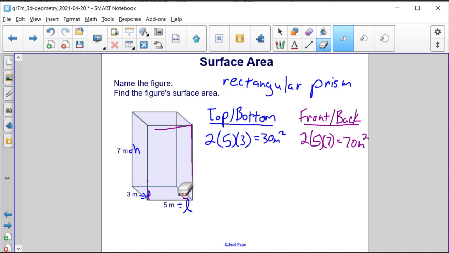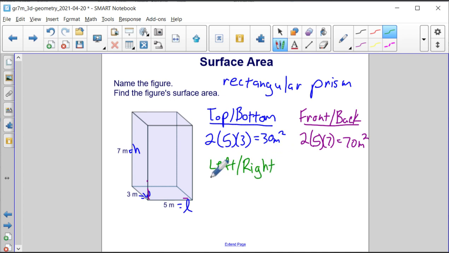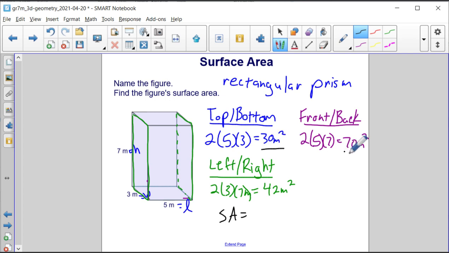And now let's look at the width and height, or the side rectangles. So for our side rectangles, again, we have 2 of them right here and here. And we have 3 meters by 7 meters. And when we multiply these values together, we'll get 2 times 3, which is 6, times 7, which is 42 square meters. And then to calculate the entire surface area of our figure, we are going to add these 3 values up. So we have 30 plus 70 plus 42, which will be 142 square meters for the surface area of this rectangular prism.